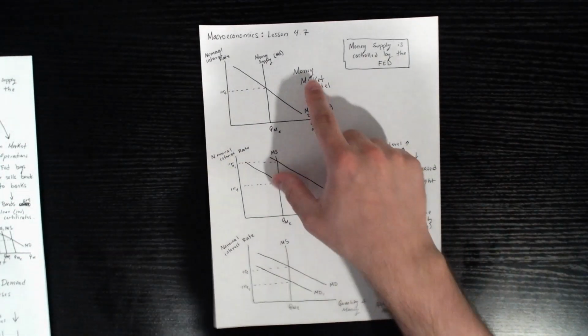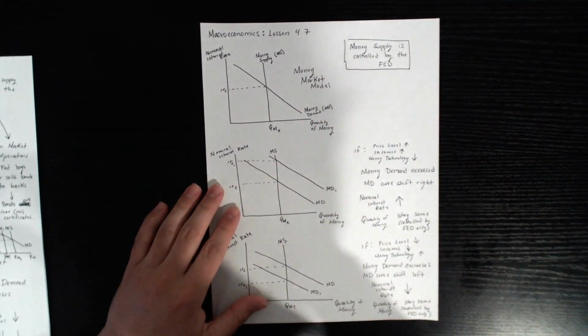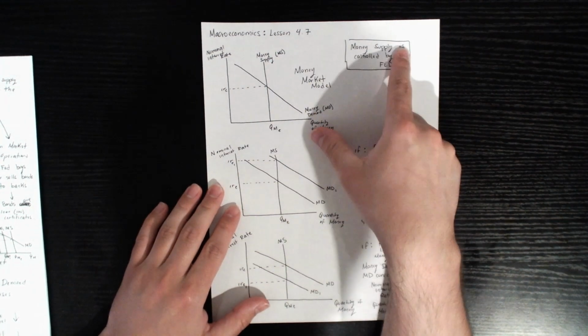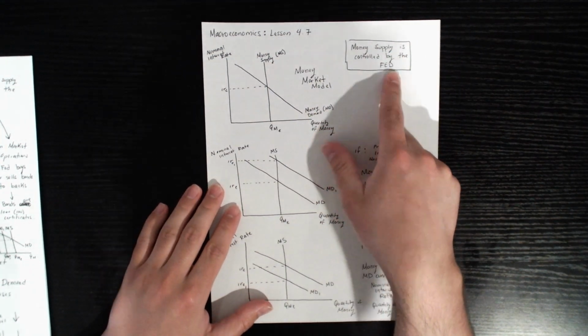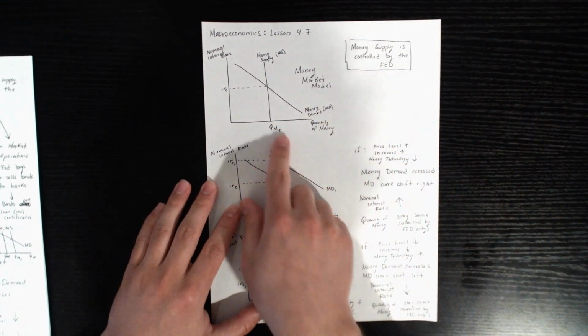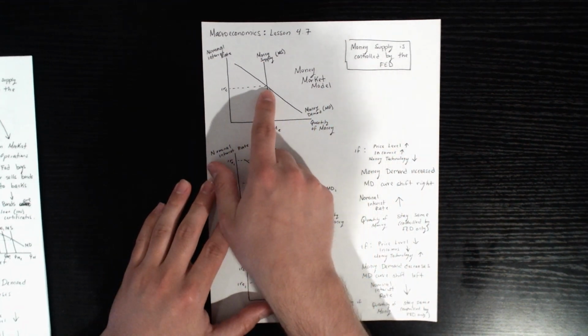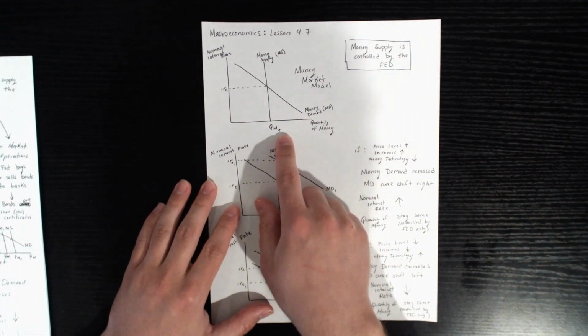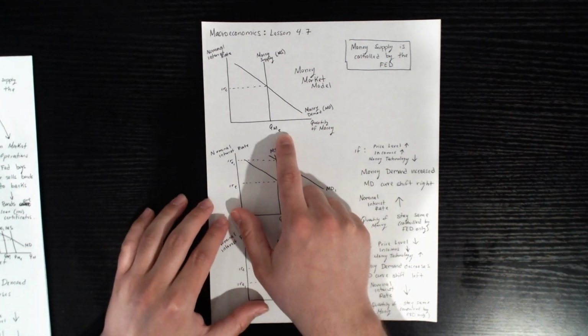First, we're going to look at the money market model, which shows us the demand for money and supply of money. Now, the money supply is controlled by the Federal Reserve System, the Fed. And the equilibrium here is going to tell us the nominal interest rate in the economy and the quantity of money in the economy.